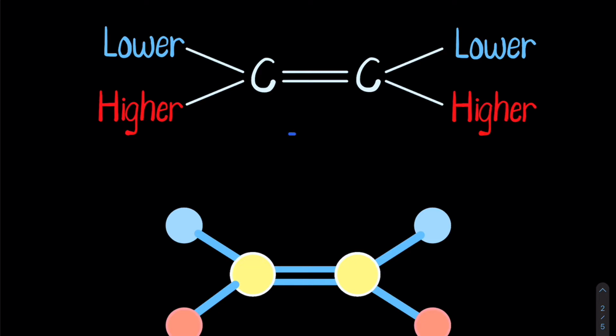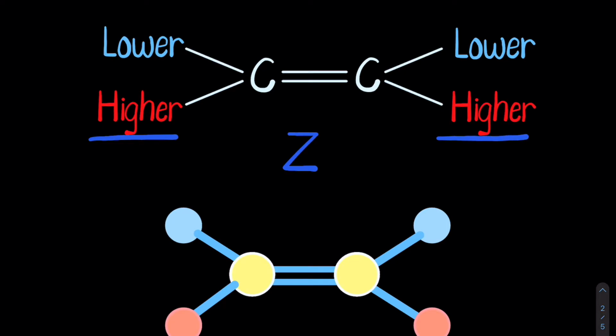This would be Z because the higher priority groups are on the same side of the double bond. A good way to think about this is Z, same side. Now Z and E are rooted in German origin. I'm not going to get into that. It's not something you're going to be tested on. They're not words you're going to have to memorize, so don't even worry about it. It's Z and E. Z, same side.